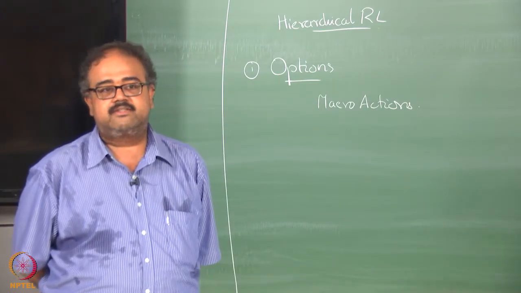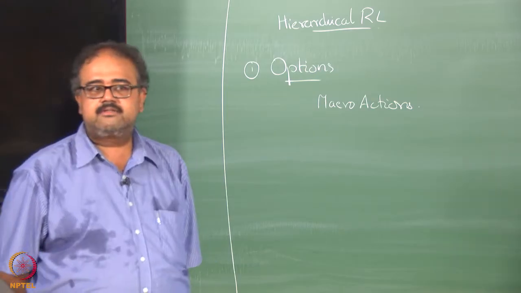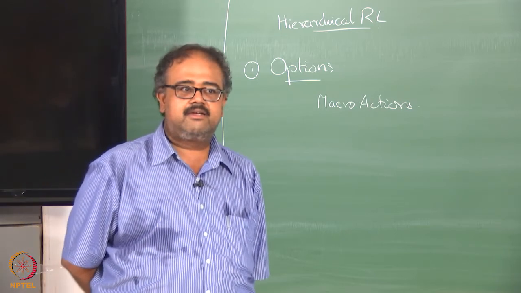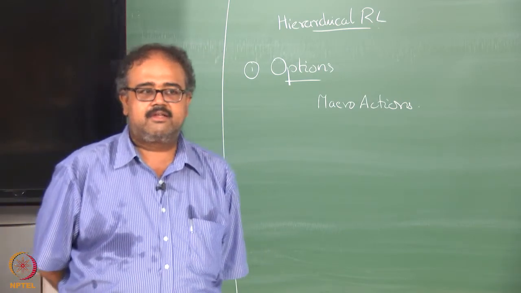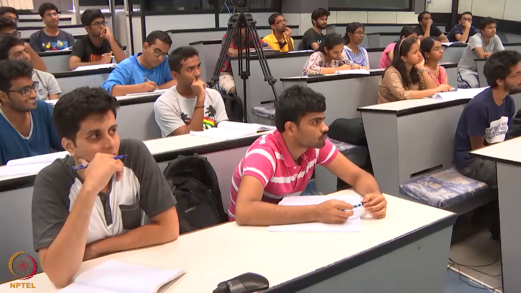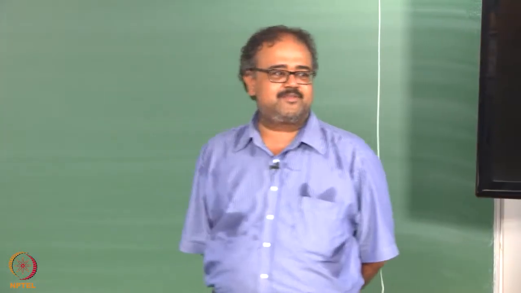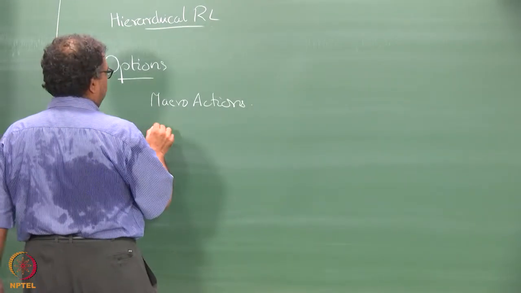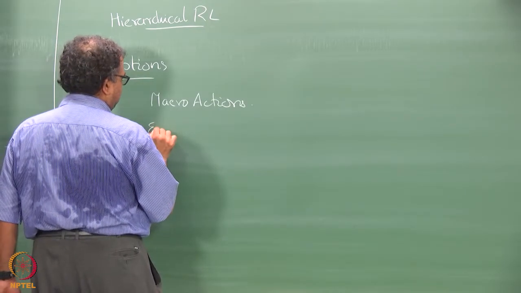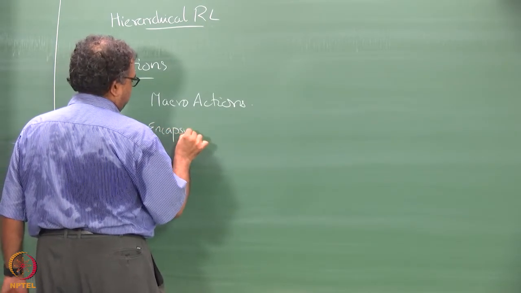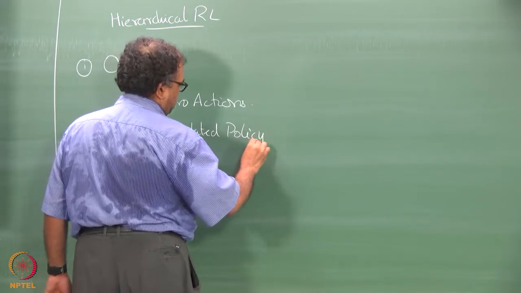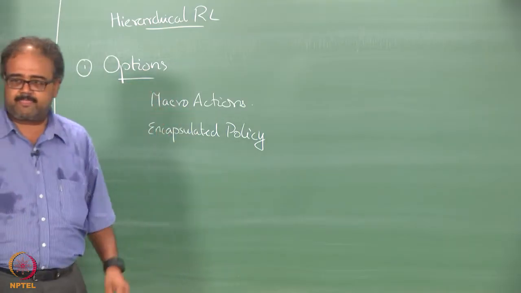Not a sequence of actions, but a start and an end, but I need a solution to the problem, right? Close. Observations. Right. So what you need to specify is a policy. So an option is essentially some kind of an encapsulated policy, okay.